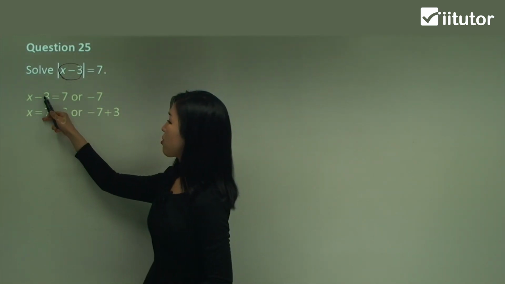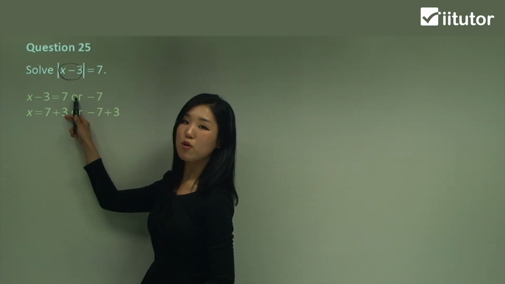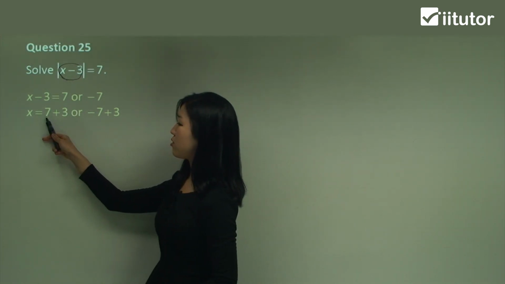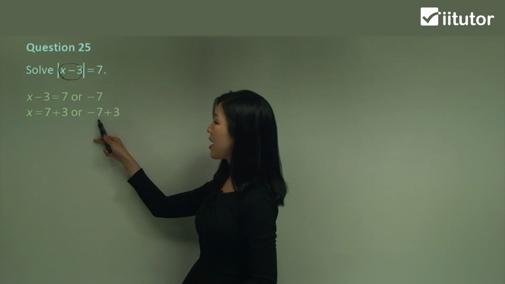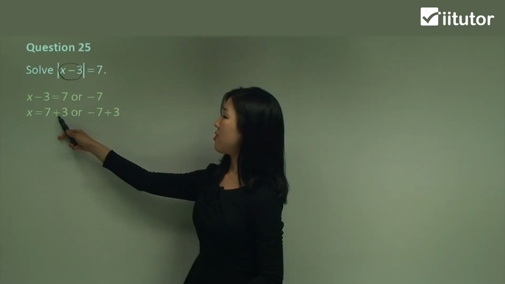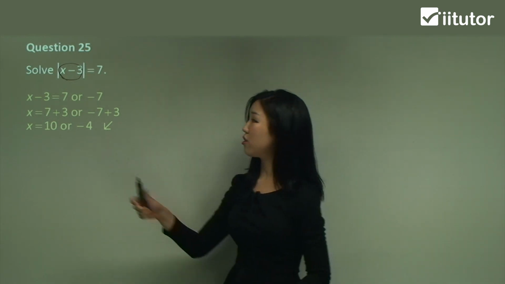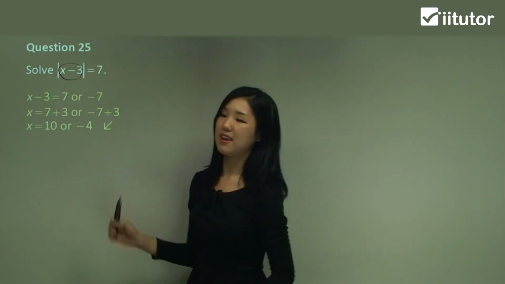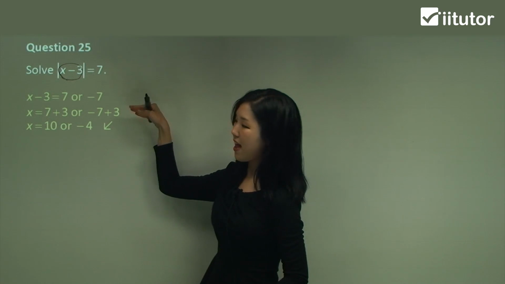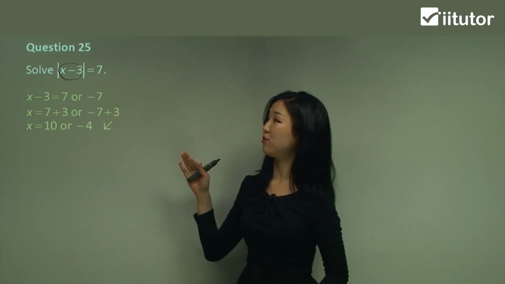So we move the 3 over to the other side and make it a +3. So we have x equals 7 plus 3 or -7 plus 3. That is 10, that is -4. So the two solutions for x are 10 and -4. Okay, so you need to add extra steps for these ones by using your algebra.